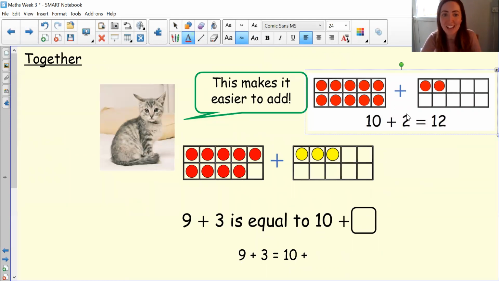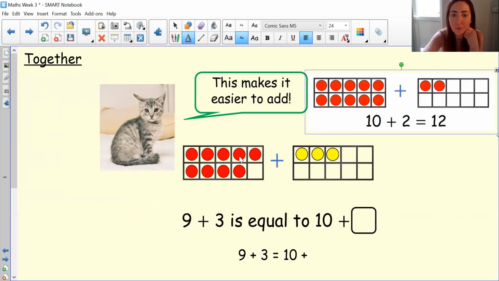So here's Hector again, and he's saying this makes it easier to add. And I think you're right, Hector, because we can add by counting on, but this is another way of making it easy for us because we know how to add 1s to 10 quite easily, don't we? So let's have a look here. We've got 10 add 2 equals 12 this time.